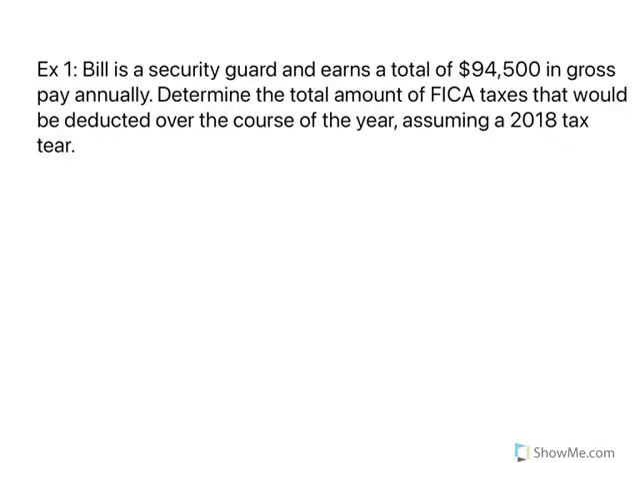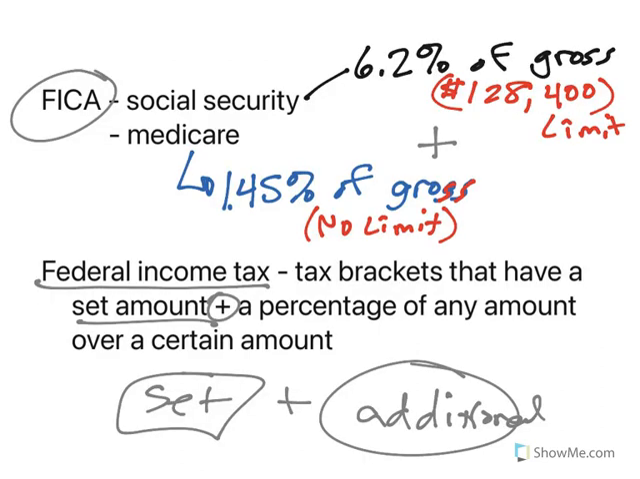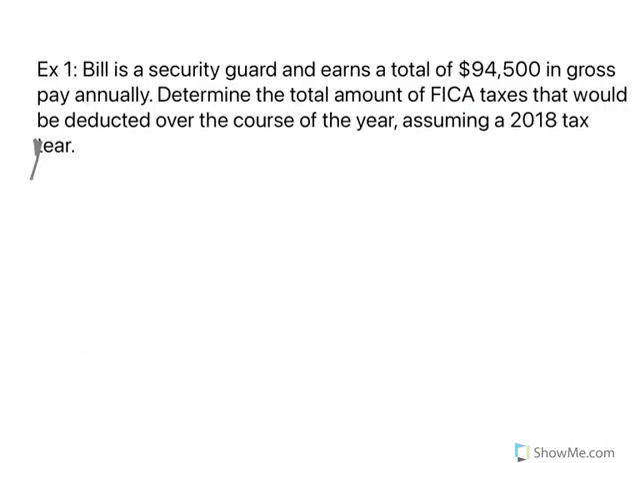Okay, so let's do an example of each of these. Bill is a security guard and he earns a total of $94,500 in gross pay annually. Determine the total amount of FICA taxes that would be deducted over the course of the year, assuming a 2018 tax year. I say 2018 tax year because that's what these values are calculated off of. For FICA, remember first, this number is less than the 128.4 limit that we talked about.